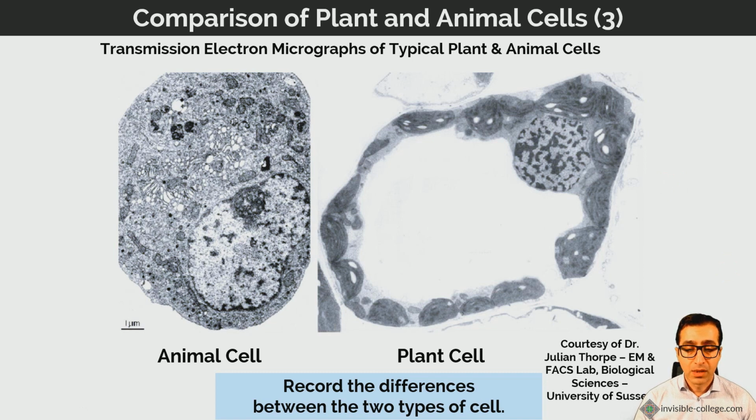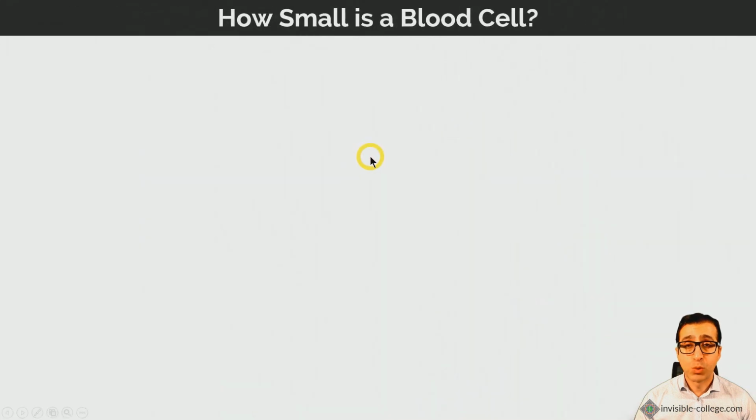Now, in any discussion of cells, we have to get a sense of the sizes of the things that we're dealing with here. So the question here is, how small is a red blood cell? We're all familiar with blood, and we should by now be familiar with the fact that the red colouring of the blood is due to the presence of these red blood cells. So how small is a red blood cell?